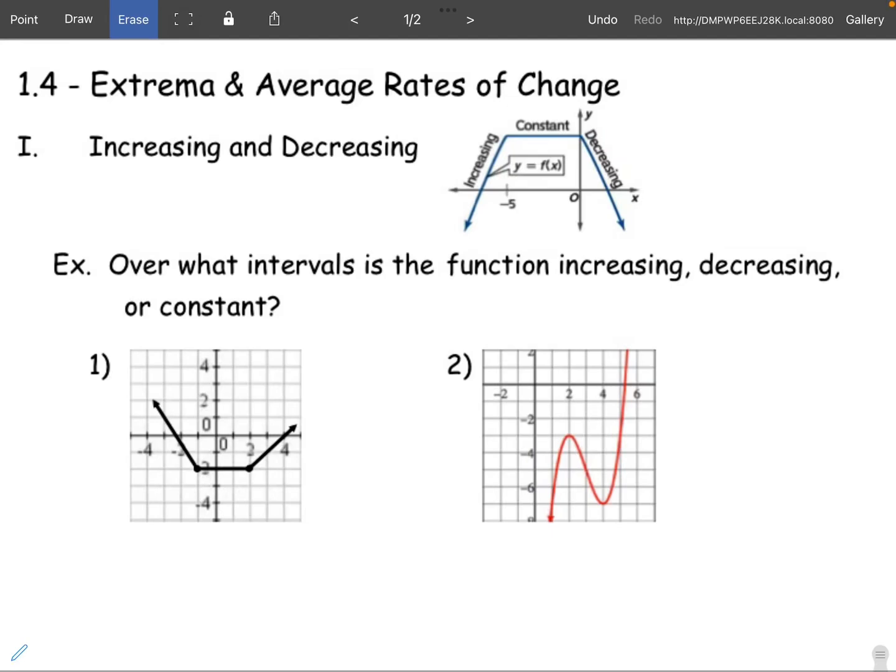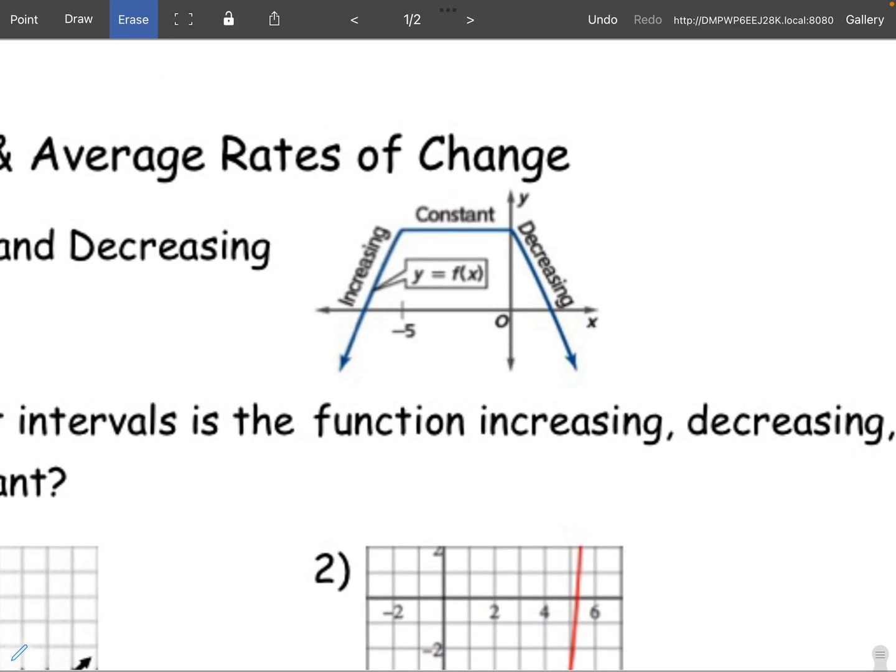Today we are going to look at section 1.4, which is over increasing or decreasing intervals, extrema, and average rates of change. So we're going to start with whether a function is increasing, decreasing, or constant over a certain interval of the graph. Now if we look at this first example up here, it shows us what it looks like when it's increasing, constant, or decreasing.